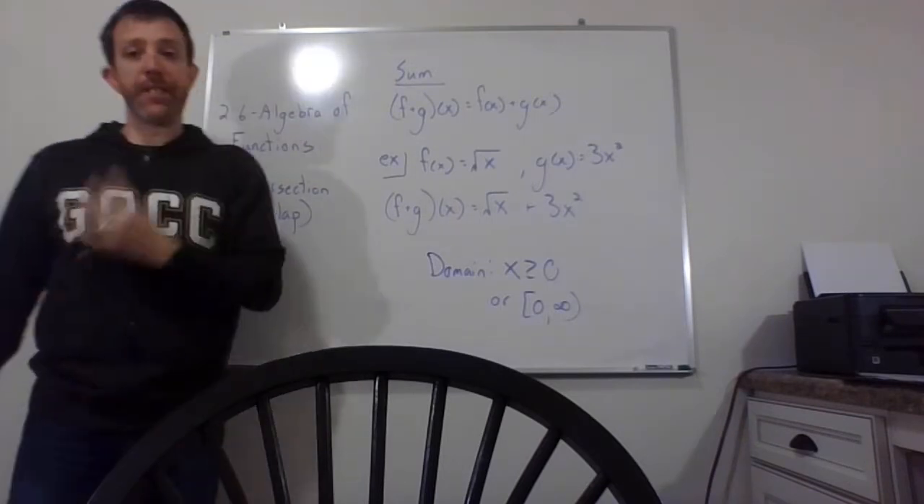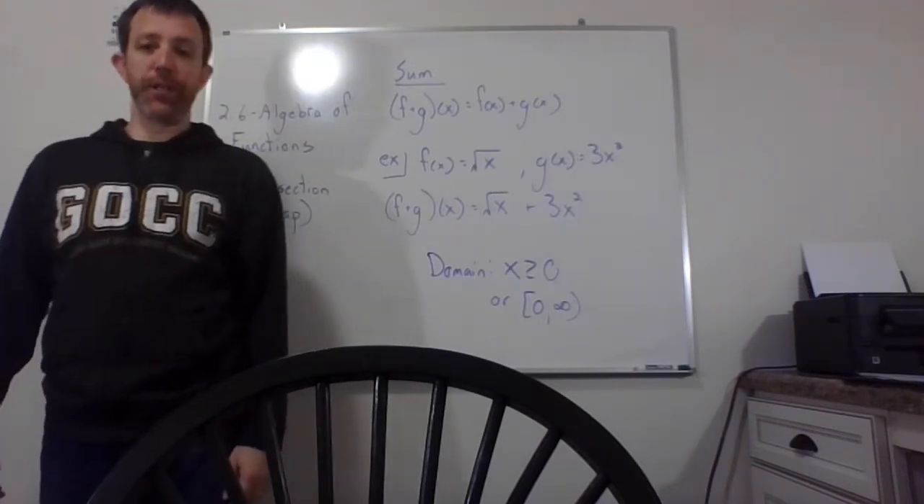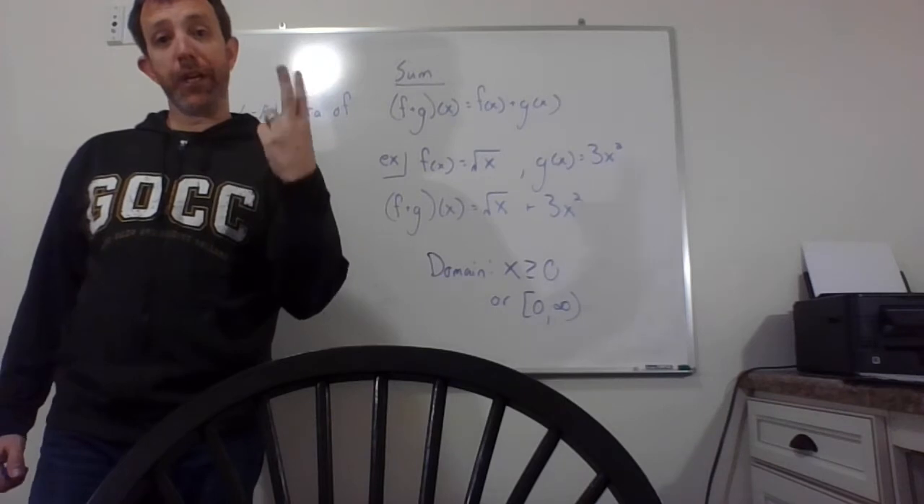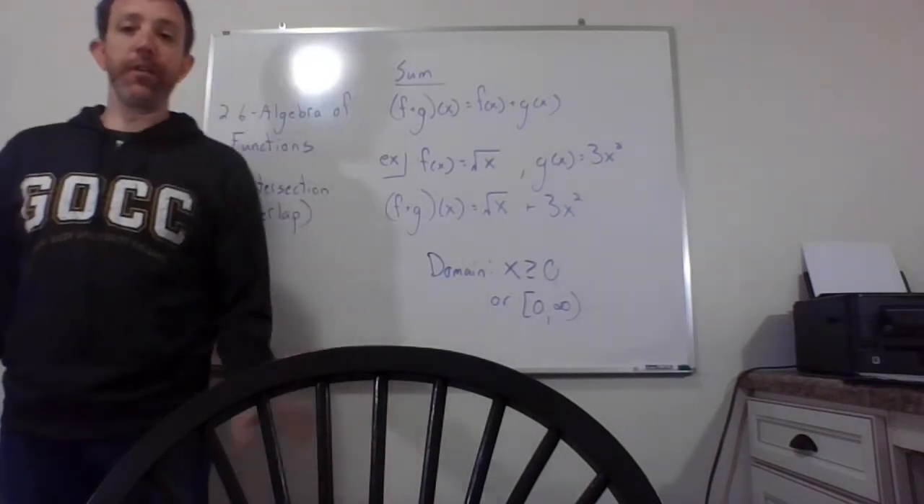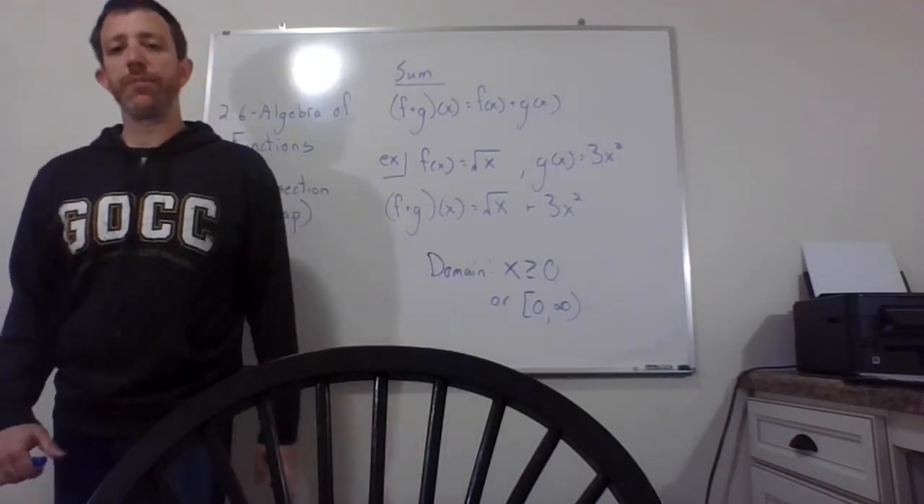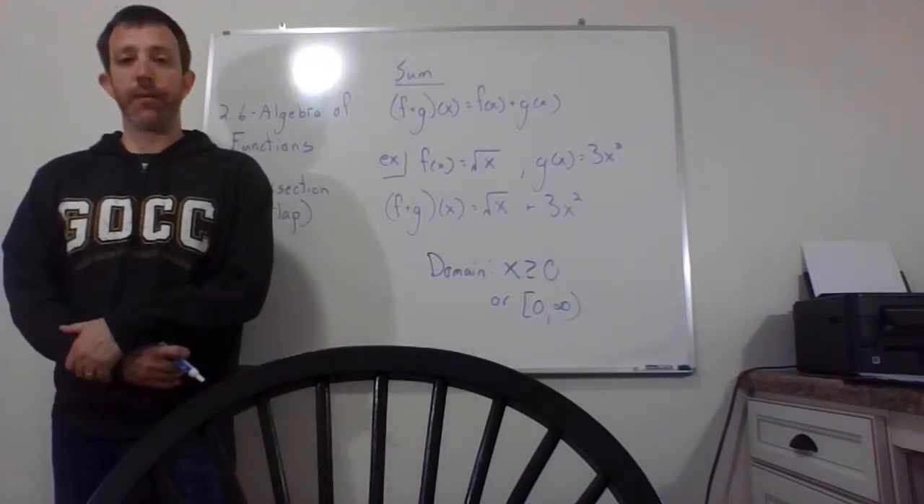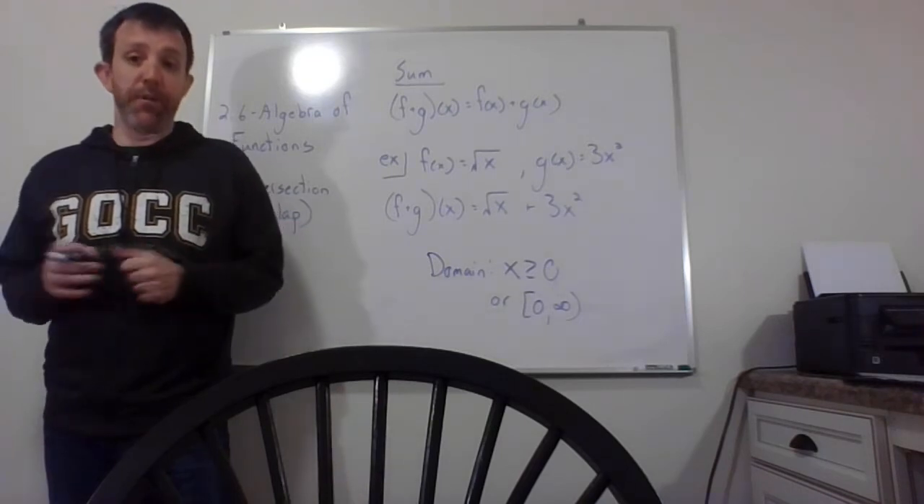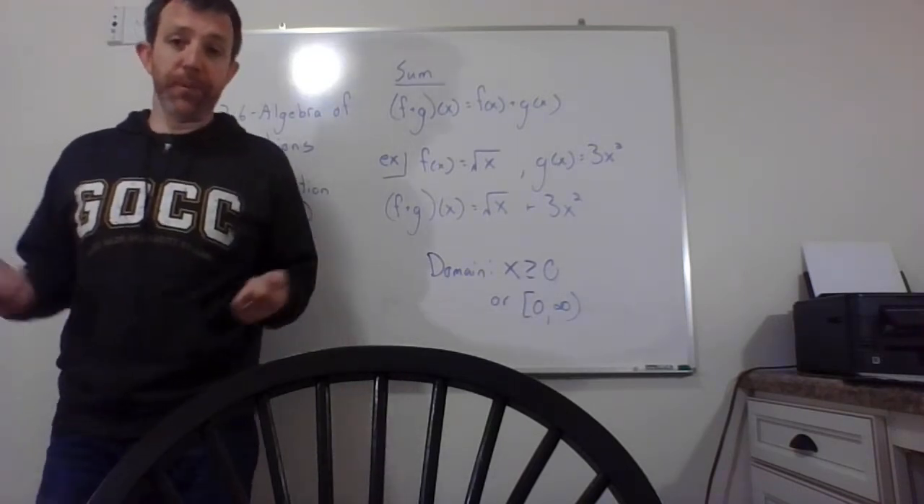So we have 4 basic algebra functions that we can do. We can add, subtract, multiply, and divide. I'm going to spend most time here looking at sums and then a little bit more time again when we get to quotients, because really they all basically work the same way. You just change the operation. Instead of adding, you subtract or multiply.